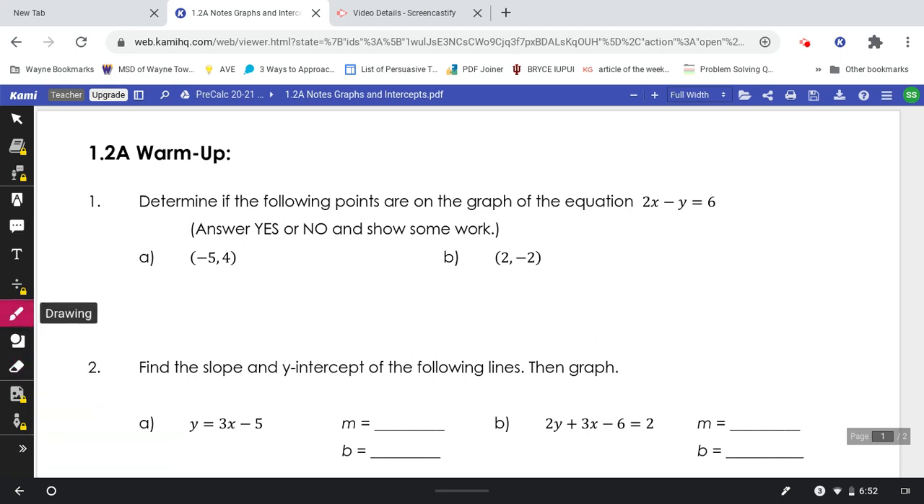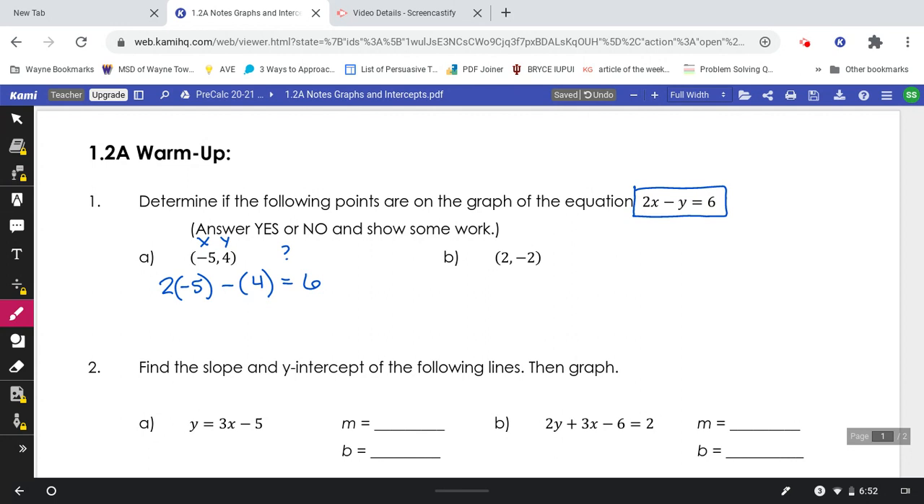Okay, so hopefully you've had a chance to try the warm-up. We're going to go ahead and do this front part pretty quickly. All right, so problem number 1, determine if the following points are on the graph of the equation. So here's the equation I'm trying to check, and I want to plug in this for my x and my y. So I'm going to do part A first. 2 times -5 minus 4. And I'm trying to see if that equals 6.